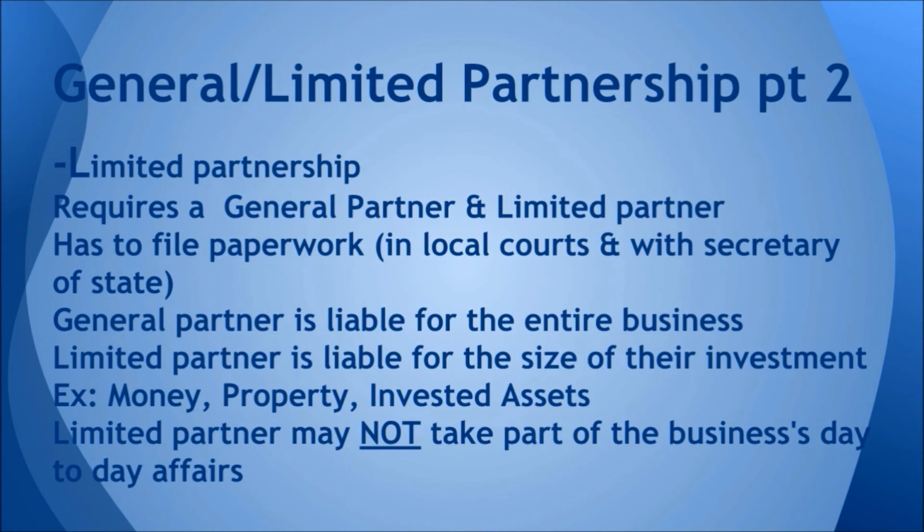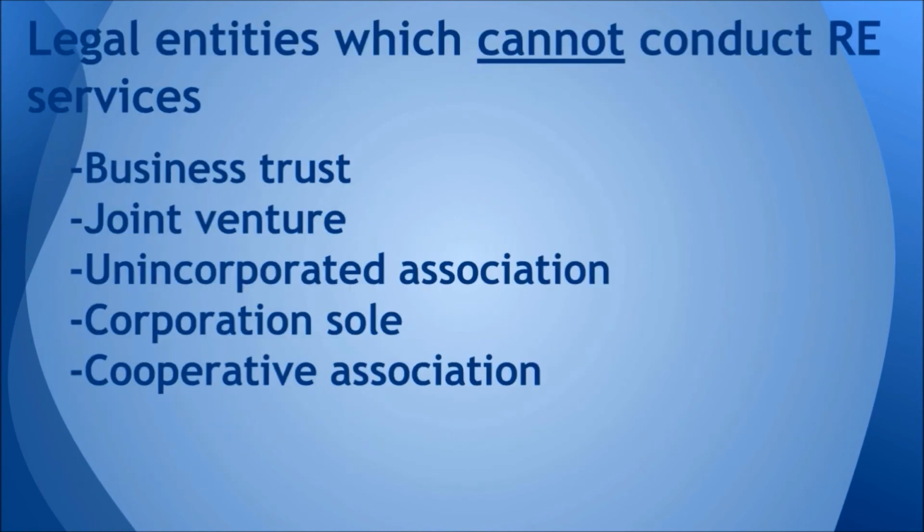So for example, let's say you only invest $10,000 into this particular business. If the business gets sued or it goes bankrupt, being a limited partner, you're only liable for those $10,000, not anymore. While the general partner is liable for the entire business. There are legal entities which cannot conduct real estate services. These entities include a business trust, a joint venture, unincorporated association, corporation sole, and cooperative association.